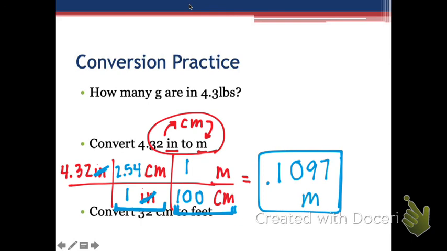Okay. Why don't you try that last one on your own? Centimeters to feet. So 2 paths you could take. You could go centimeters to inches to feet, or you could go centimeters to meters to feet. You can pick which one you think works best.